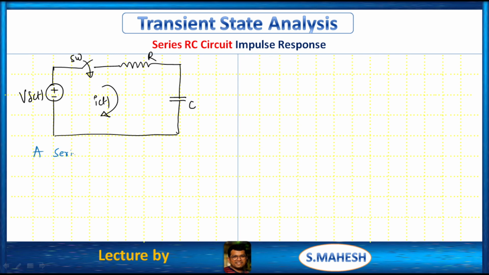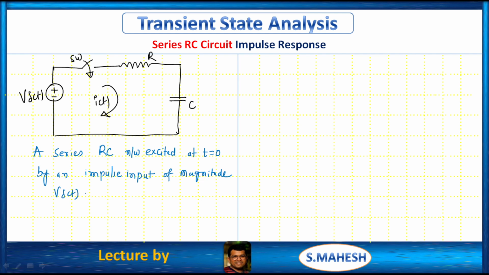A series RC network is excited at T equals 0 by an impulse input of magnitude V into delta of T. That's it, right?